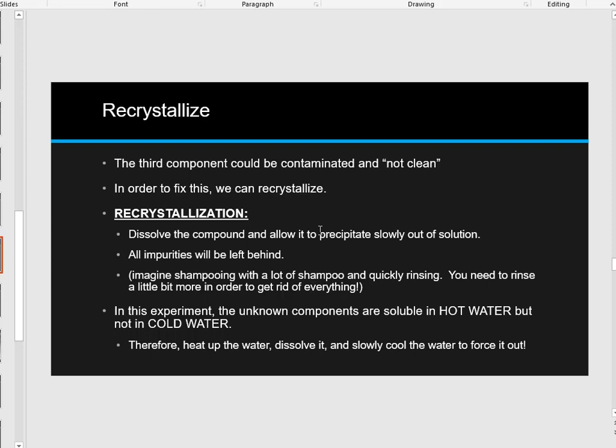So in this experiment, the unknown components are soluble in hot water, but not in cold water. So with this, the only thing that we have to do is take this crud or this residue that we get from experiment number 2, and we're going to add water, put it on a hot plate, heat it up, get it hot, and it will dissolve it. Then we turn the heat off and allow it to cool. And as it cools, that solid will begin to precipitate out of solution because it's soluble in hot water, but it's not soluble in cold water.